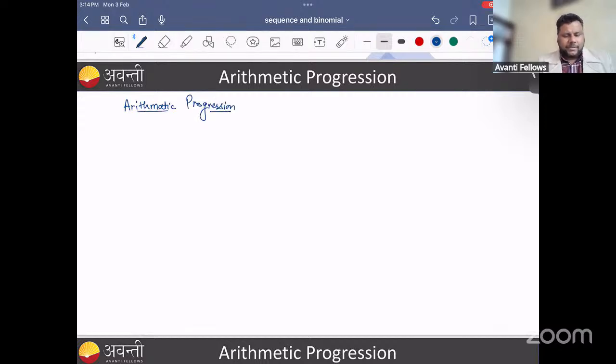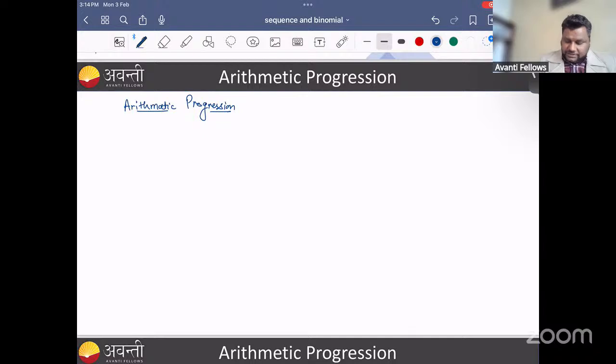Arithmetic progression. We all are already aware of what it is. I'll be covering very small things, but yes, worth considering about arithmetic progression, so that we cover the important topics and then simultaneously we will do questions over it. All right. So first of all, we all are aware of what is arithmetic progression.